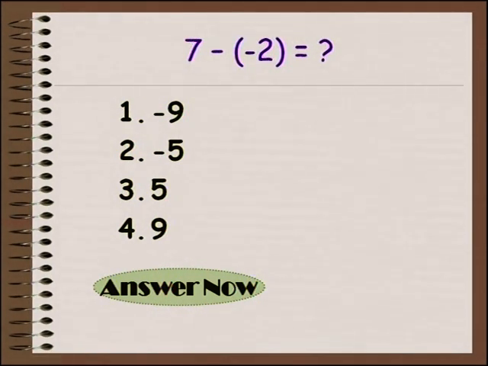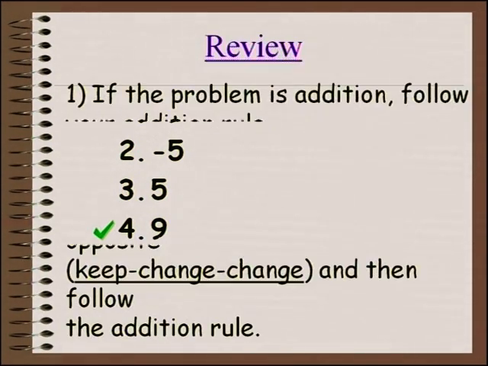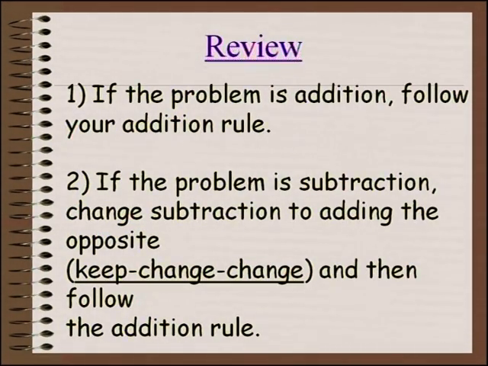Which is the answer? When you go for the answer, simply it comes as 9. How is it 9? You can write 7 minus minus 2 as 7 plus 2, which is 9.